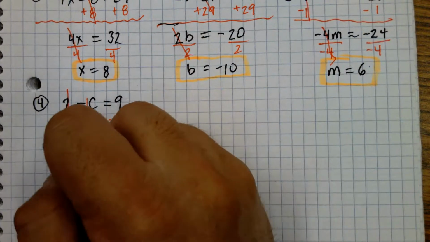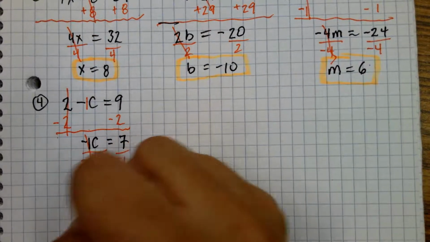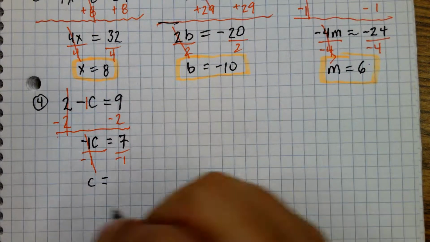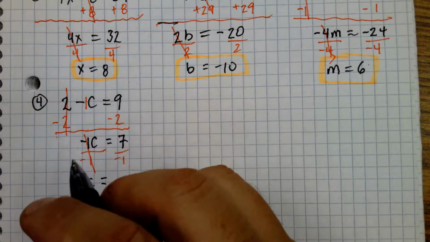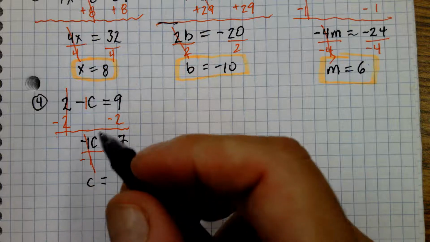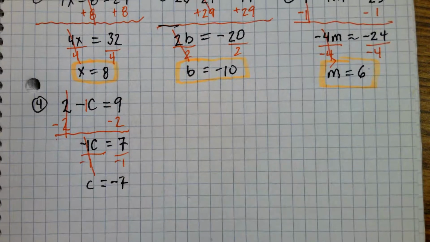Okay, negative 1 divided by negative 1. Boom, makes 1. I just get c. 7 divided by negative 1. Well, what's 7 divided by 1? 7. So 7 divided by negative 1 is negative 7. All right.